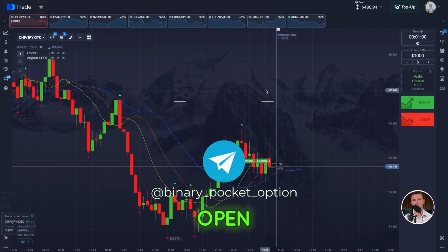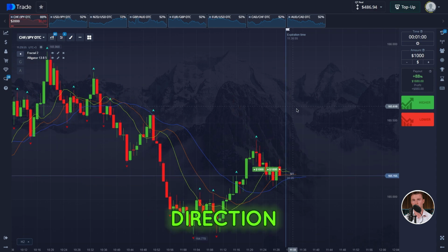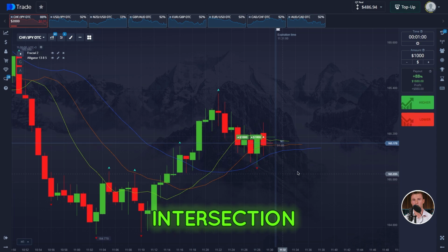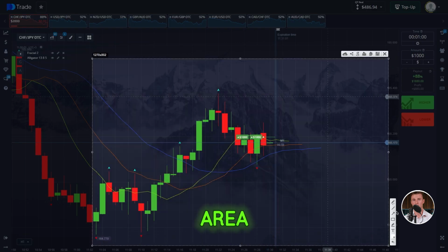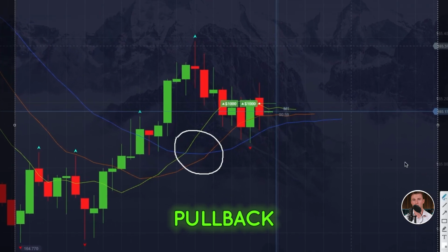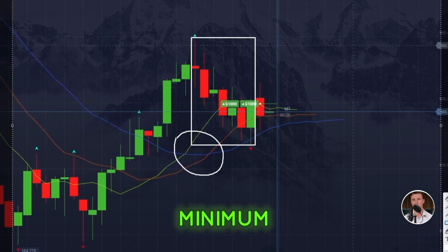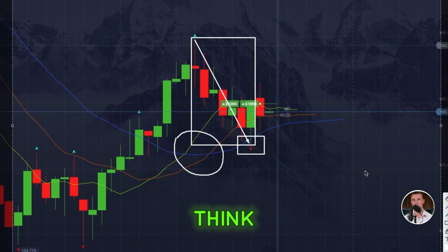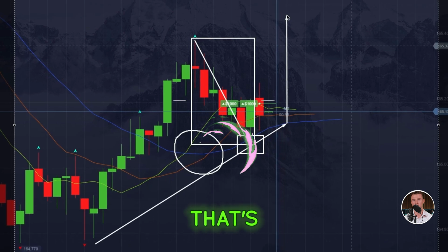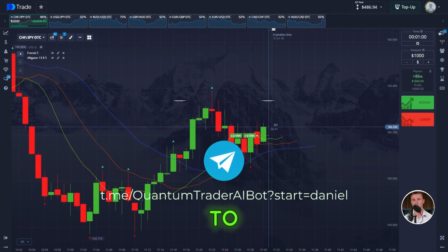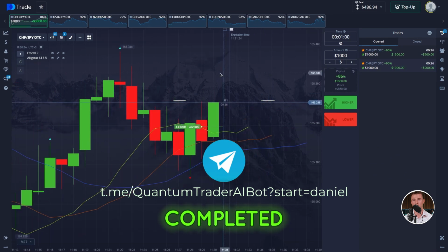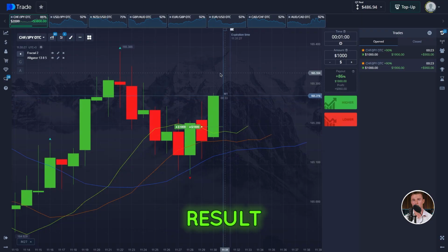Here we open two trades to increase in the direction of the actual trend. We have an intersection of our moving averages in this area. There has also been a price pullback, an update of our local minimum, and further dynamics of movement. I think we should go up. That's why we open deals to increase here. We have about 25 seconds left before our trades are completed. Let's watch the result.